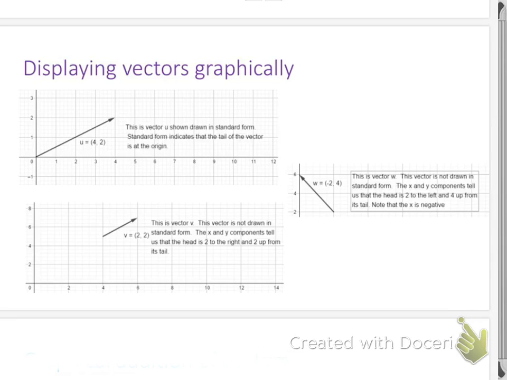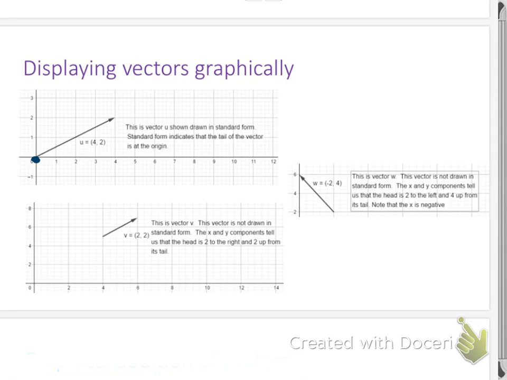So this first vector, vector u, I have it drawn from the origin. When you draw from the origin, that's called standard form. Standard form indicates that the tail of the vector is at the origin. So if u is 4, 2, from the origin, you would go to the right in the x direction 4, and then up 2, and then you would draw what looks like a ray or a vector from the origin out through the point 4, 2. So that's standard form.